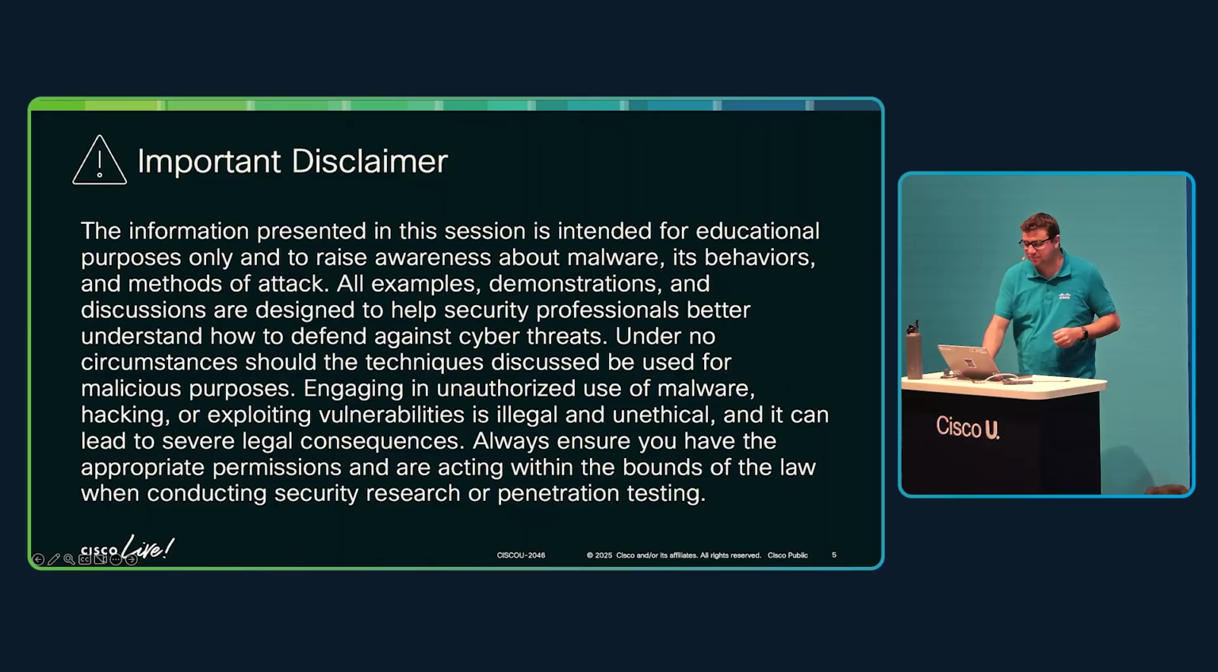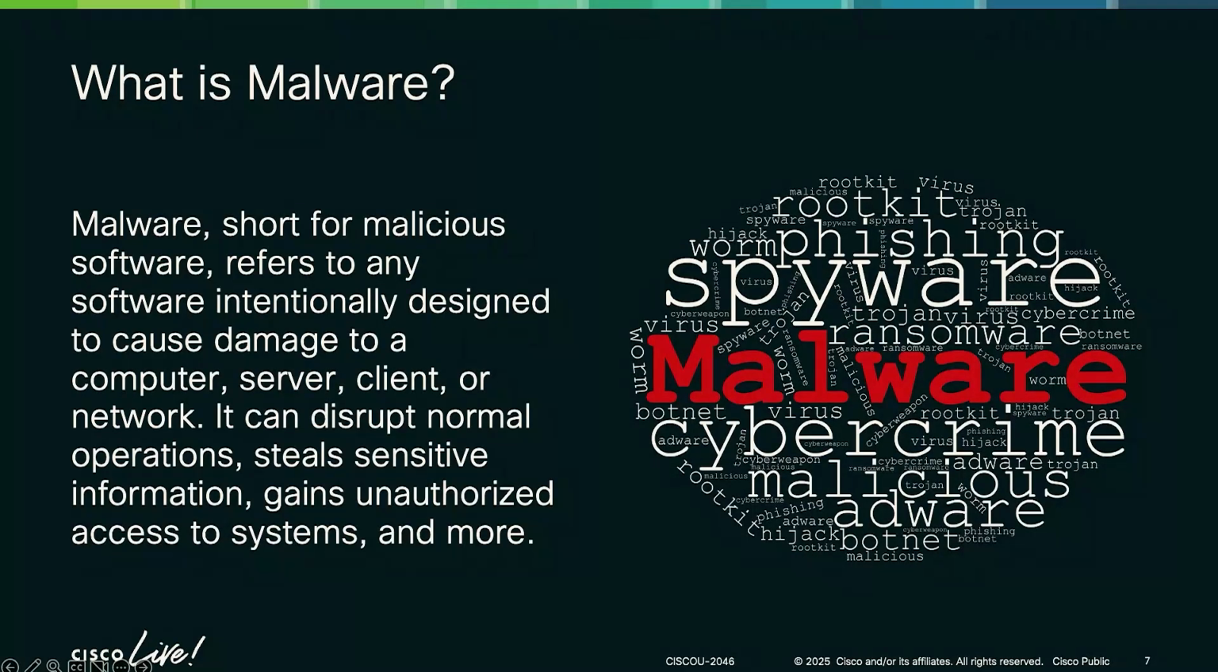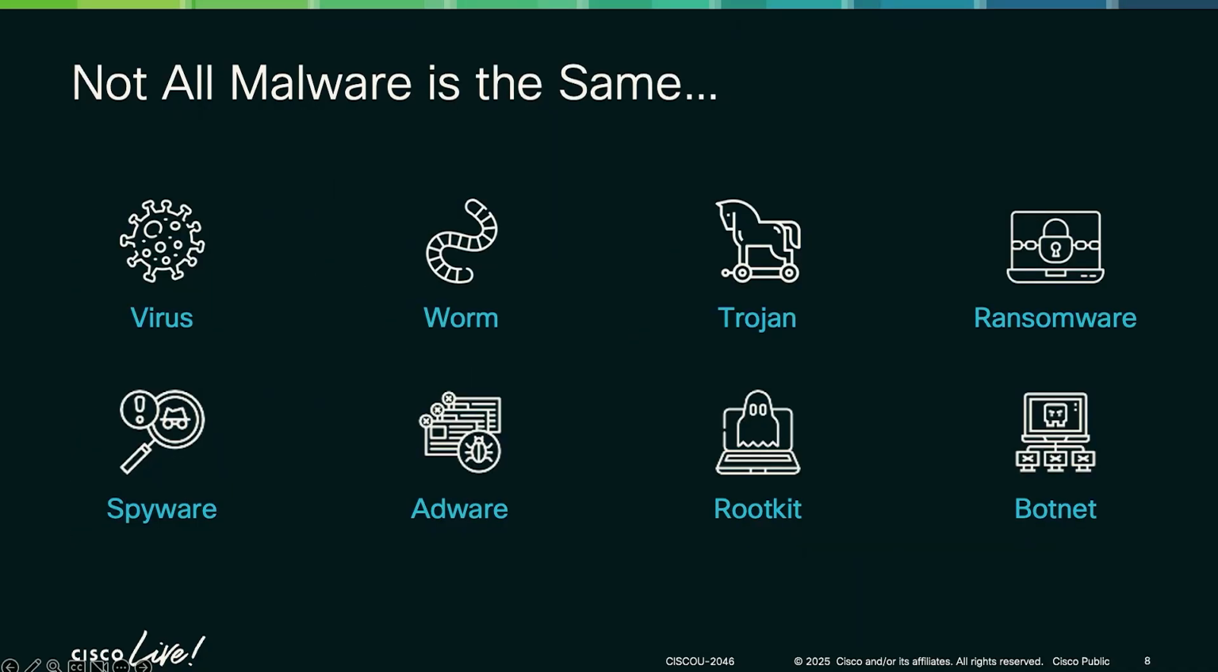So just to start really quick, what is malware for those of you who might not know? It's short for malicious software. It's really any piece of software that's intended to cause damage or disrupt systems. It's not the good stuff, it's the bad stuff, to put it simply. But the reality is that not all malware is the same. There are a lot of different types of malware, and some of these terms you've probably heard before. You might think that they're interchangeable, but they actually have different meanings.